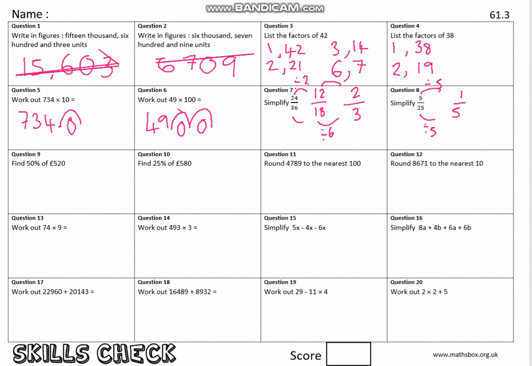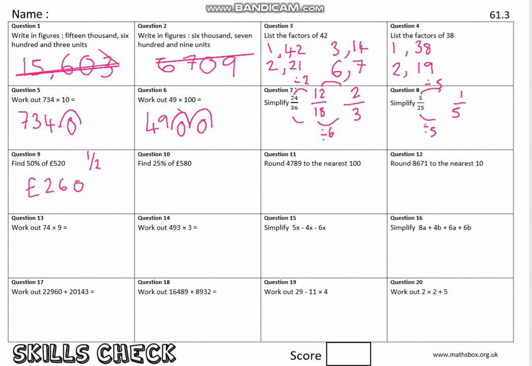Next one then. So here we've got find 50% of £520. Now 50% is the same as finding half of something. So all I've got to do is find half of £520. So half of 500 is 250 and then half of 20 is 10. So all I've got to do is add those two together. So I would get £260 is half of 520.